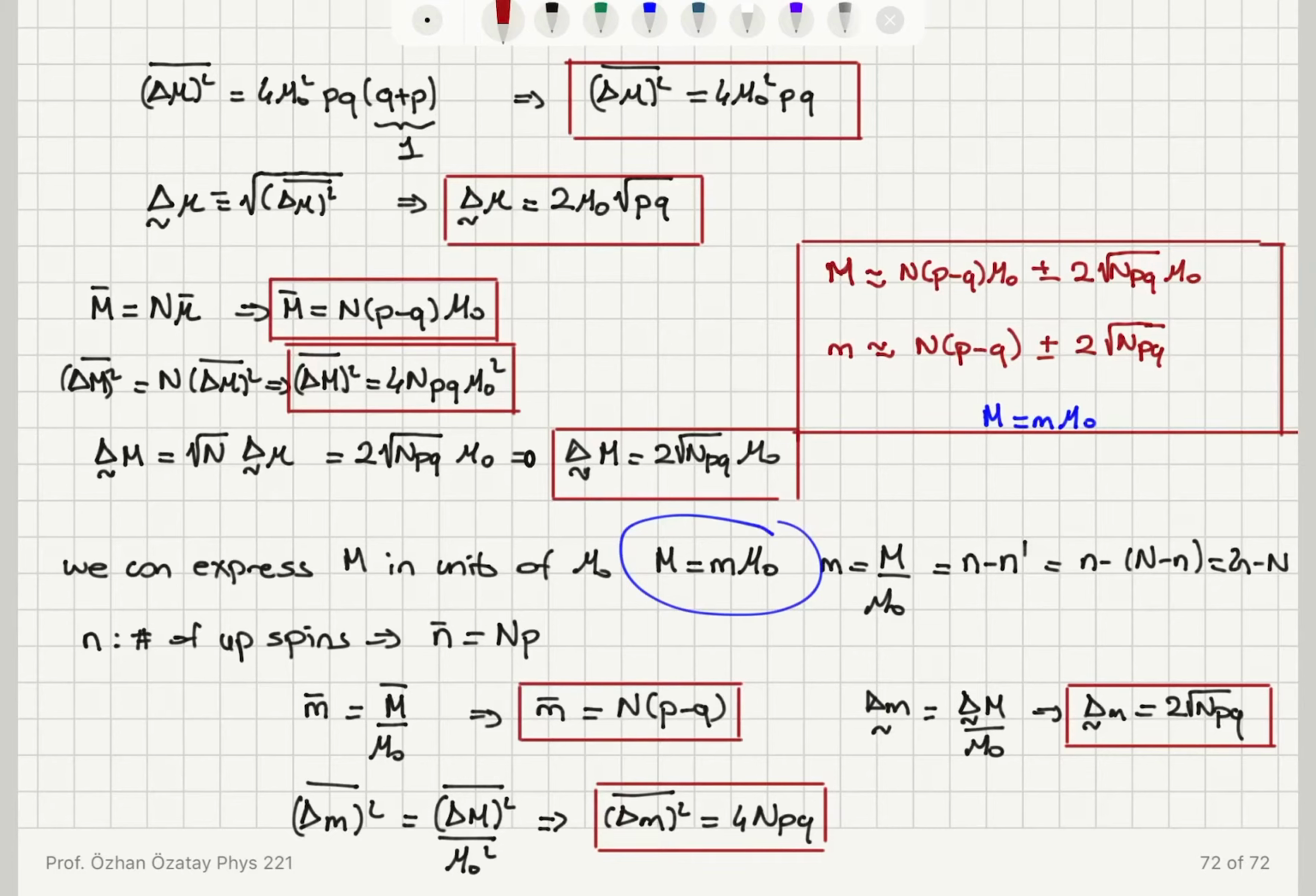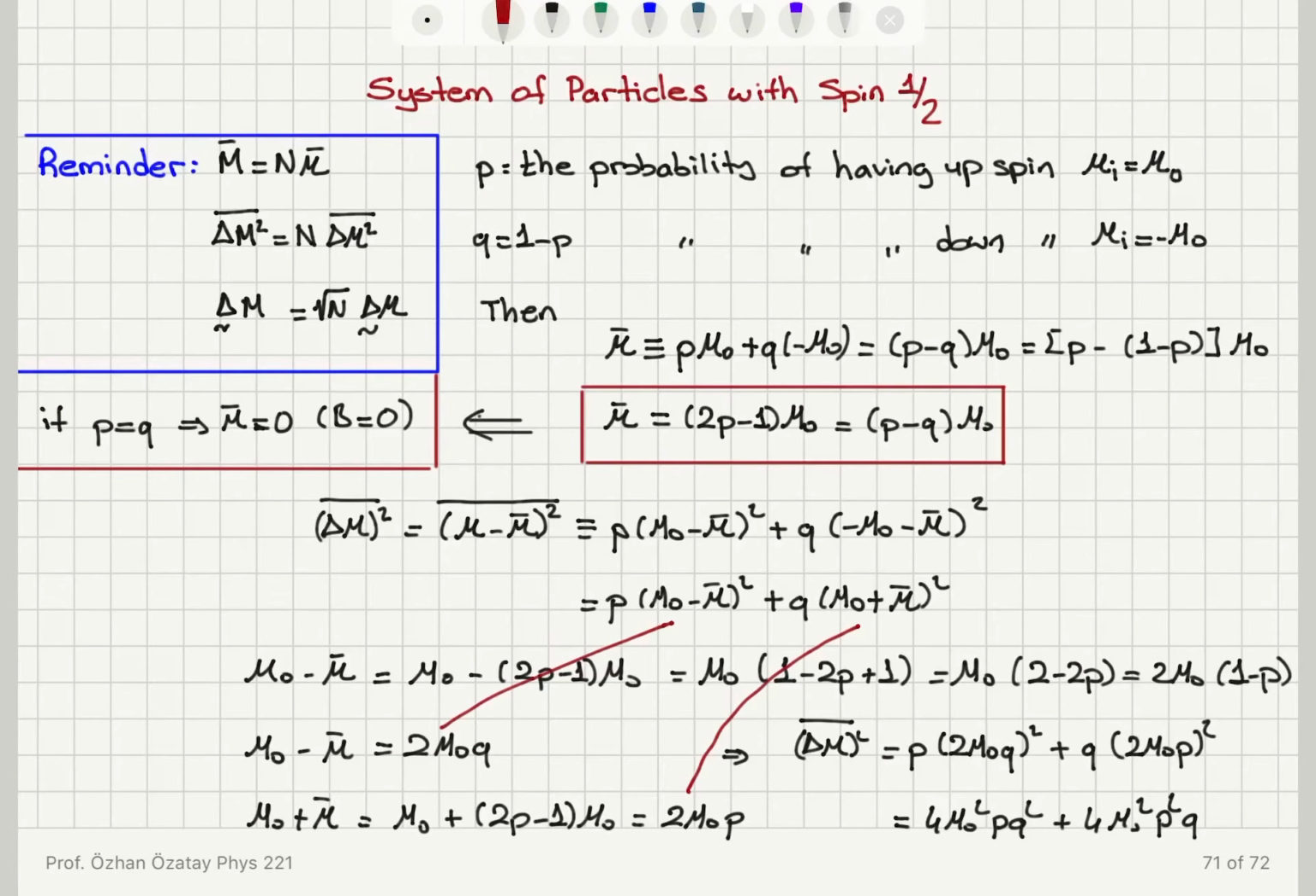Let's summarize what we did. There is something I didn't mention in too much detail here, that's n bar is equal to Np. That's this equation here. And it's also possible to get all of these results going from statistical analysis of the number of up spins. I will go into a little bit more detail about this, where I will summarize all the results for the ideal spin system. So for now, let's take a look at what we did.